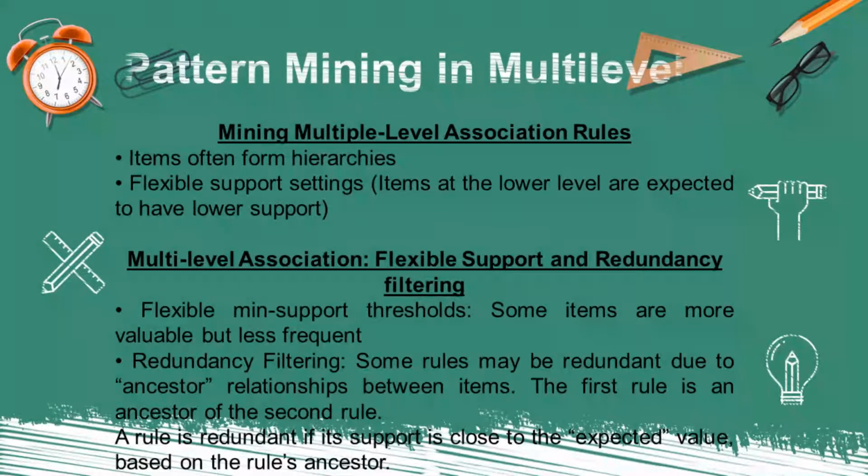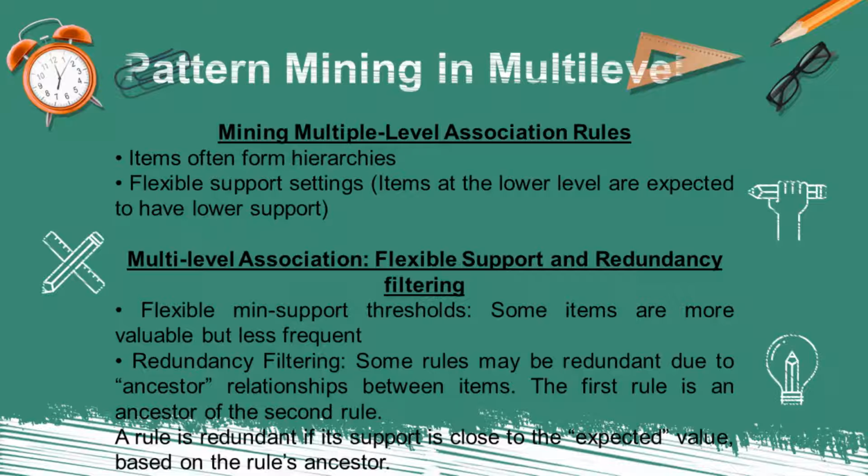Mining multilevel association rules. Items often form hierarchies, with flexible support settings, where items at the lower level are expected to have lower support. So yun, kaya tinawag siyang items often form hierarchies dahil dito sa ML association rules ay gumagamit tayo ng hierarchy information encoded transaction table kaysa sa original transaction table. This is because a data mining query is usually in relevance to only a portion of the transaction database, such as food instead of all the items.